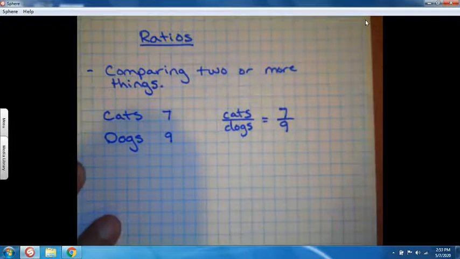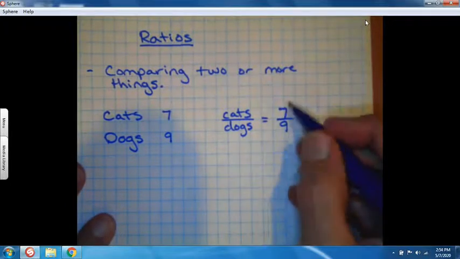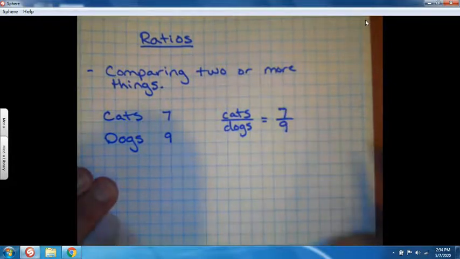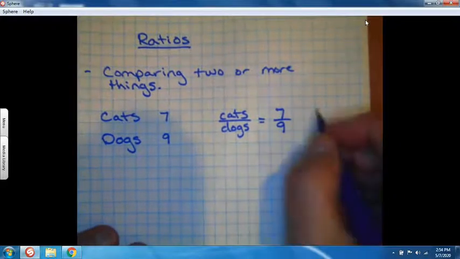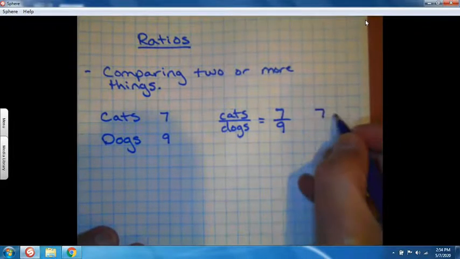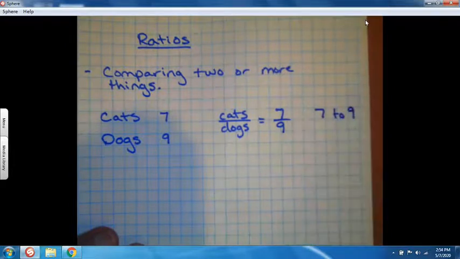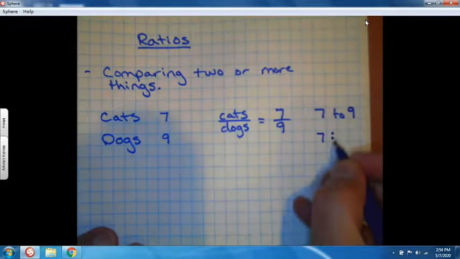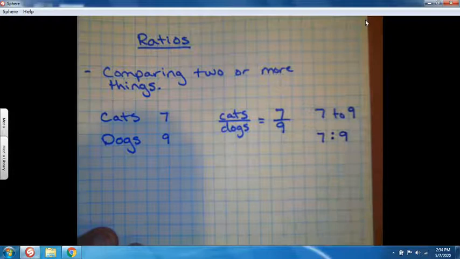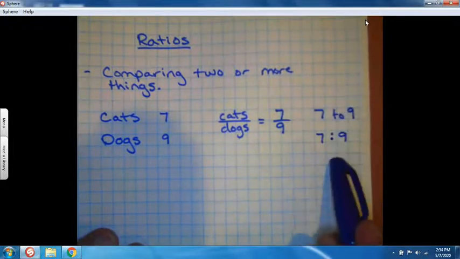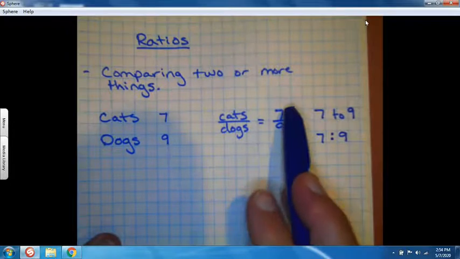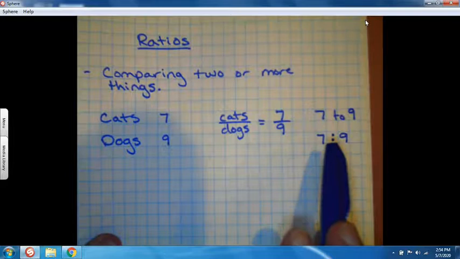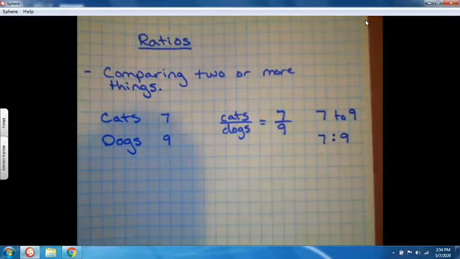Easy, right? Now, you can say this a couple of different ways. You can say 7 over 9 or 7 to 9, and then there are 2 other ways to write this ratio. You write it with the word to, or you write it with this thing called a colon, 2 dots, 7 to 9. So all 3 of these say the same thing. It says 7 cats to 9 dogs.